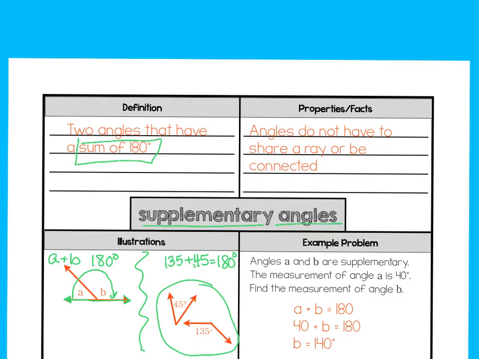So here's another example of two supplementary angles. That's what the properties and facts mean up here: angles don't have to share a ray, or a side, is a better way to put it, in order to be supplementary. It can be like this example here, where you have two that aren't sharing a side and aren't connected to each other that are supplementary, or you can have two that are sharing a side. I forgot to point that out. So this is the side that they're sharing, okay? And then when you put them together, they form a straight angle, which is 180 degrees.